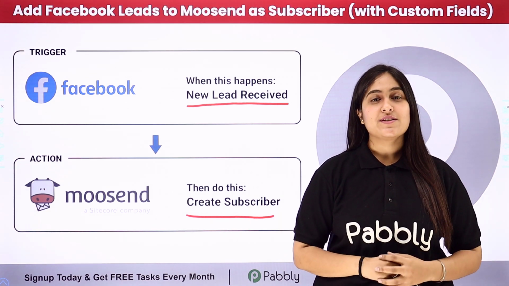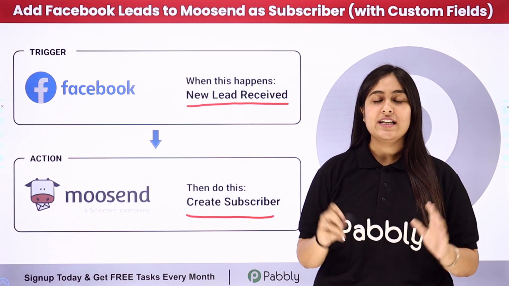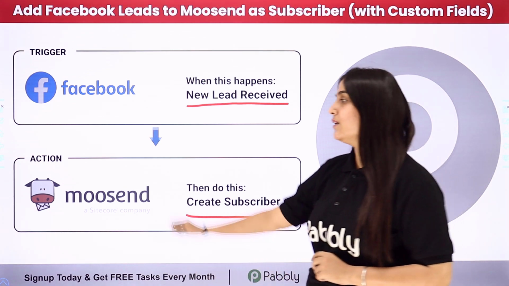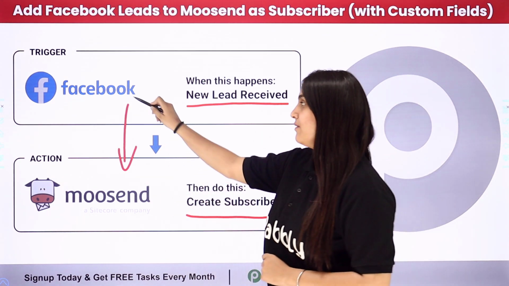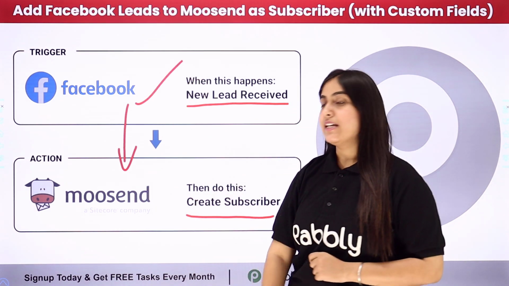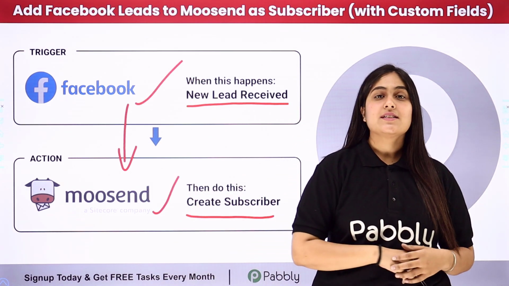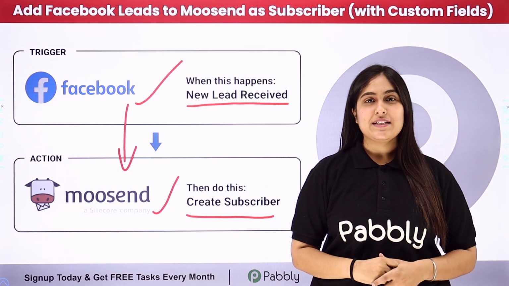So to automate this process, we are going to use an automation software named as Pabbly Connect, in which we need to connect a trigger and an action. So in this process, our trigger application will be Facebook lead ad and our action application will be Moosend. So to learn this process step by step, let me take you to my screen.